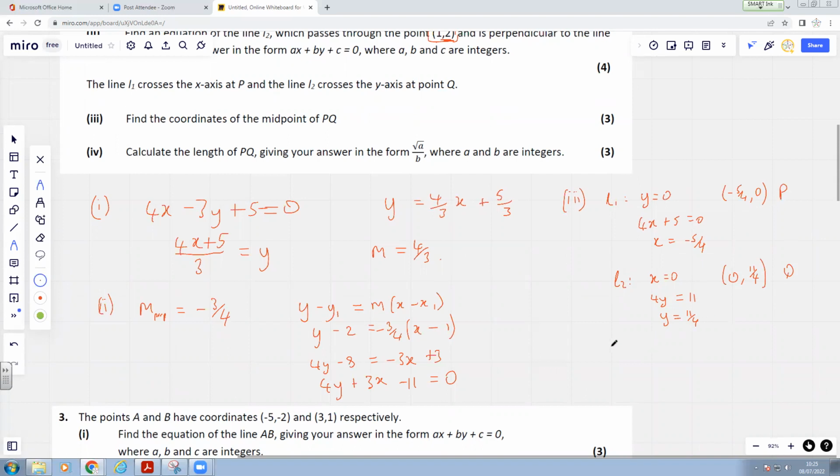And I need the midpoint of PQ. And the midpoint, therefore, is going to be, add the x's together, divide by 2. And 0 plus minus 5 over 4 is minus 5 over 4, divided by 2, you get minus 5 over 8.